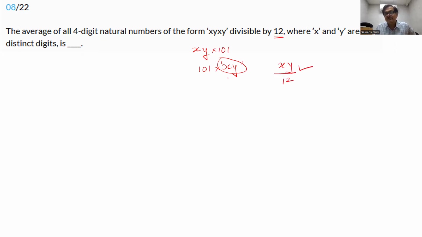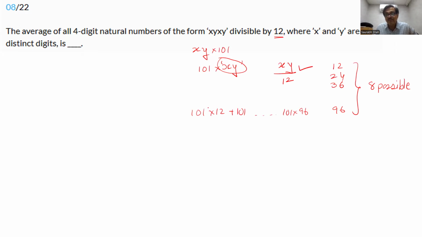So what can be xy? Simply 12, 24, 36, 48, 60, 72, 84 and 96. So this is 12 into 1 to 12 into 8. 8 possible values. Now we need the average of all of these. So we need actually 101 into 12 plus 101 into dot dot dot and then 101 into 96 and then average.